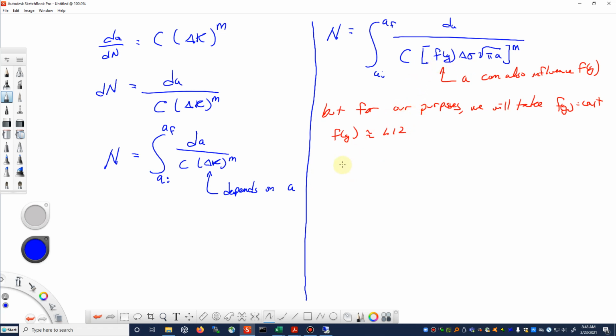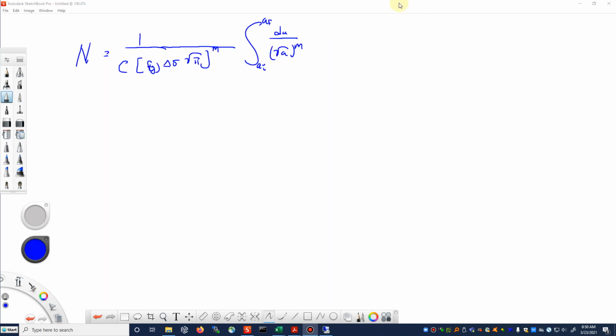So let's rewrite this again, pulling out the things that we're going to assume are constants. We're going to have a C, an f of g to the m, a delta sigma to the m, a square root of pi to the m, and then inside we're going to have an a to the m over 2. Now let me use a clean page. Another assumption that we've made is that we have a constant stress that we're subjecting our component to.